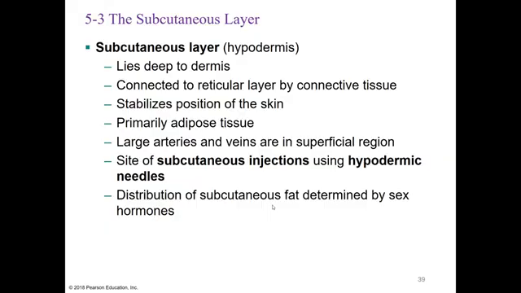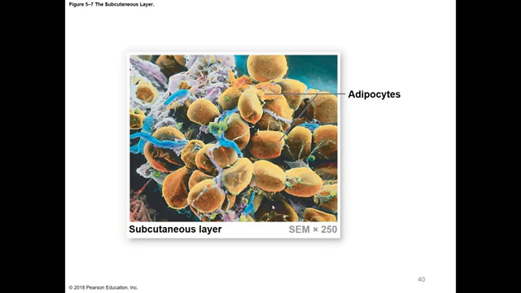And so this is a great place to give subcutaneous injections using hypodermic needles. If we inject at this level, then we're able to get into circulation quickly through these large vessels. The distribution of subcutaneous fat is determined by sex hormones. Here is an electron microscope view of the subcutaneous layer, and you can see that the majority of what we can see here, these round objects, those are adipocytes, and chapter 4 told us that that meant fat cells.